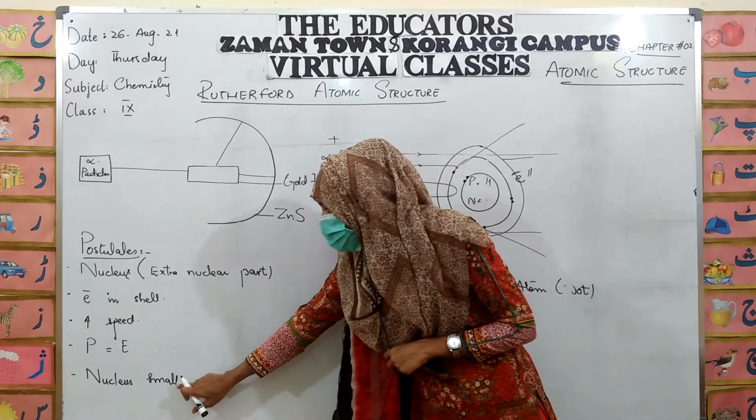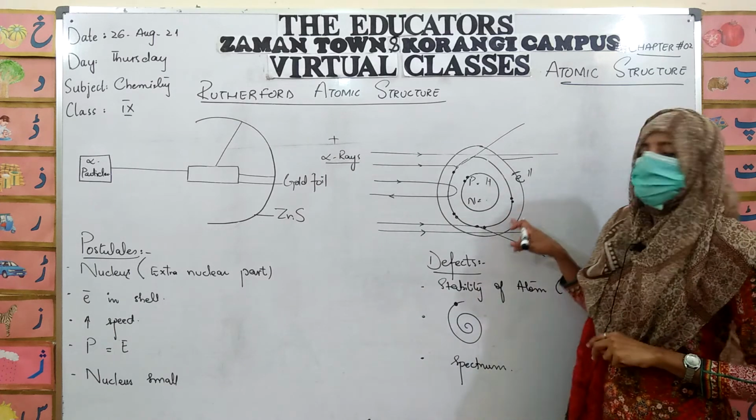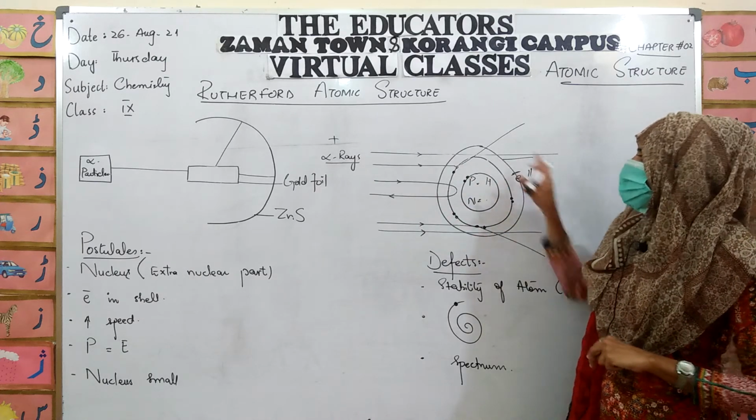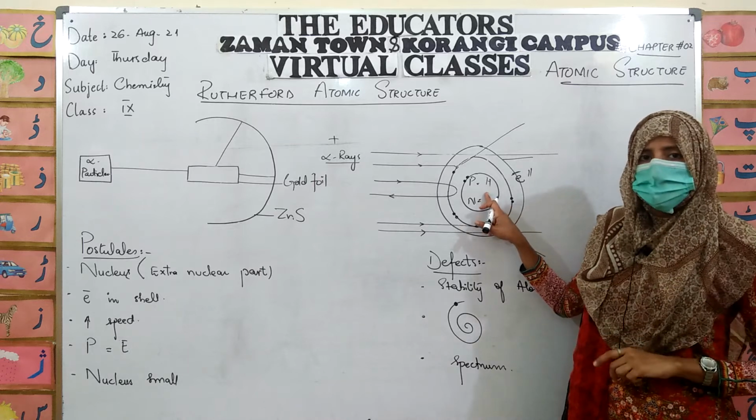The next point is that the nucleus is small in size compared to the size of the atom. Right? So the atom would be greater in size, however the nucleus would be small in size.